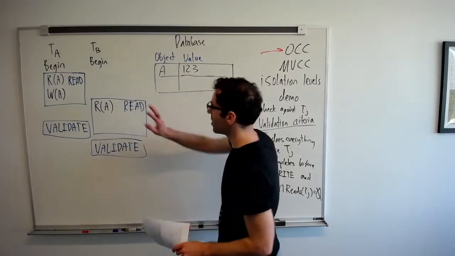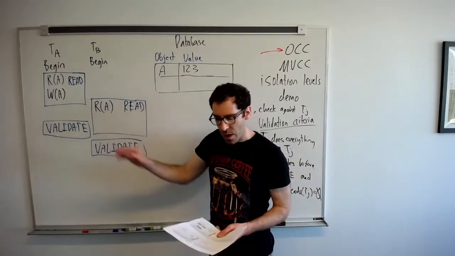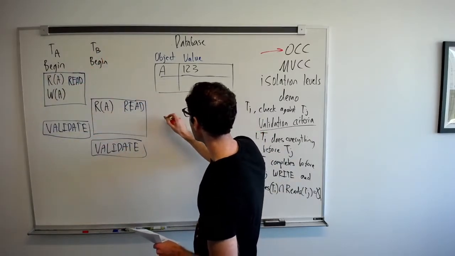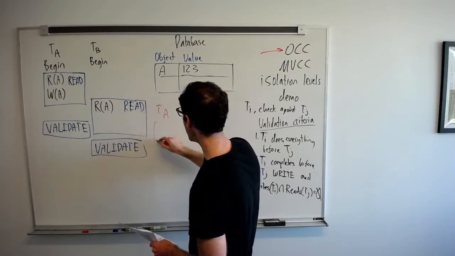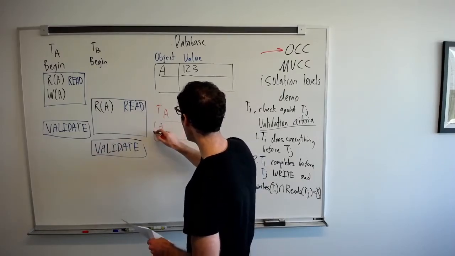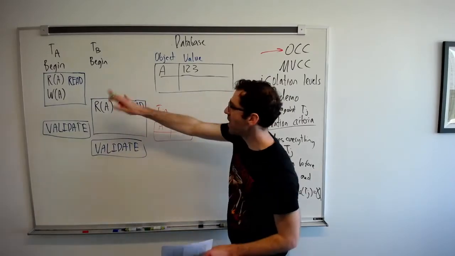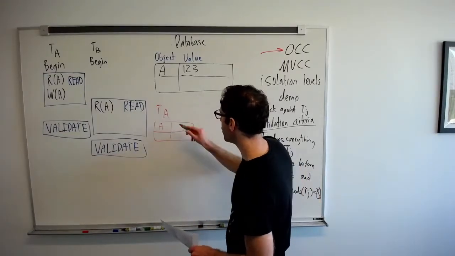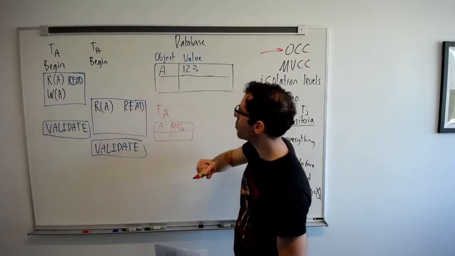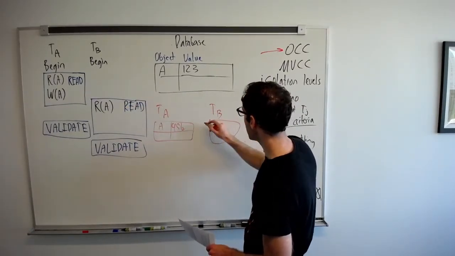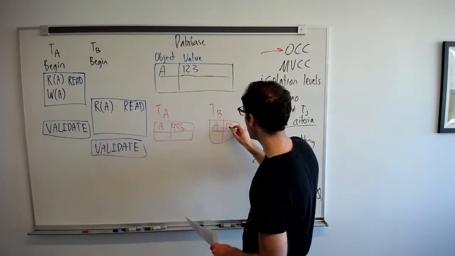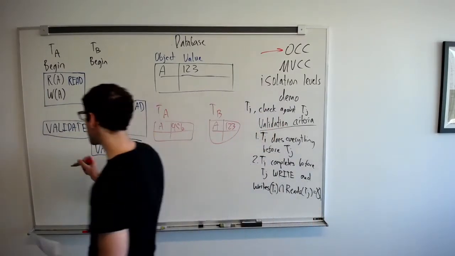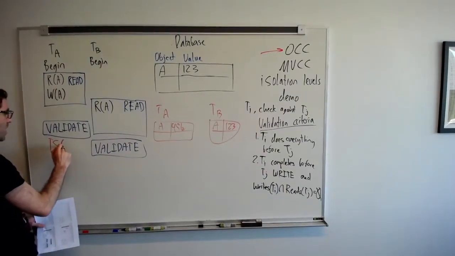And so let's look at this example over here. We have our Ta, it reads A, we get its private workspace with A, 1, 2, 3, and then it writes A, updates it to 4, 5, 6, then transaction B reads A, it's 1, 2, 3, and then we go to validate our transaction A. So at this time, we give it a timestamp.